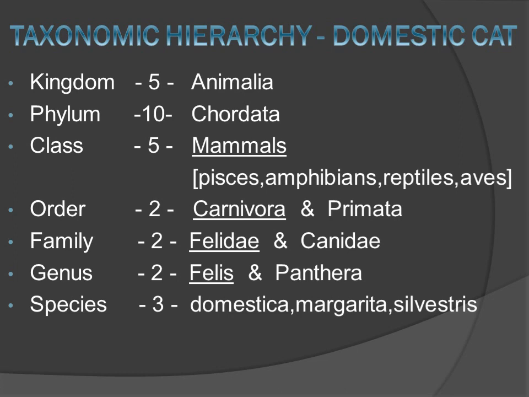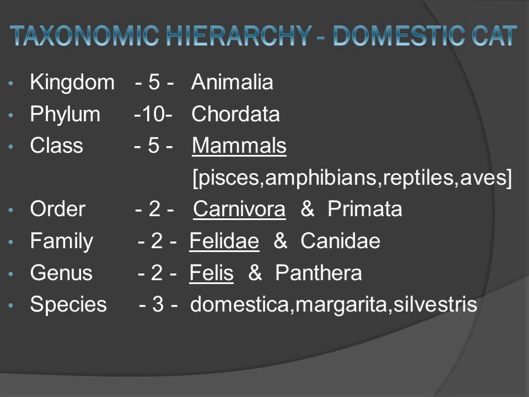Among these, cat is coming under the genus Felis, and the rest, lion, tiger, leopard, are coming under the genus Panthera. Right? Okay. Now the last one, Felis. So this genus Felis consists of 3 species. That is Domestica, Margarita and Silvestris. Domestica means domestic cat, Margarita means jungle cat, and Silvestris means wild cat.